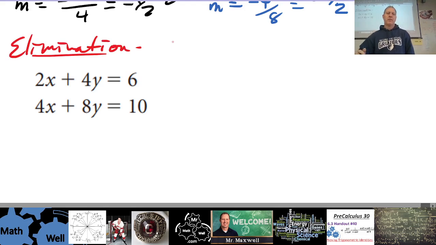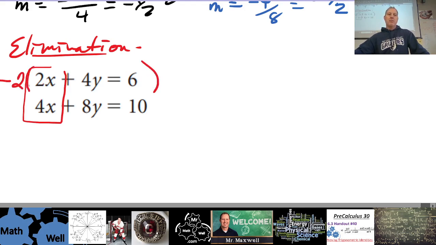Okay, right now, it doesn't really matter which variable you eliminate first. They're both easy. You have to multiply just one equation, right? So I'm looking at the x's first. Right now, they aren't opposite signs, so I have to multiply by a negative, because they have to be opposite signs. And 4 is a multiple of 2, so if I just multiply this equation by negative 2, do you see how I'm going to end up with a negative 4x here?